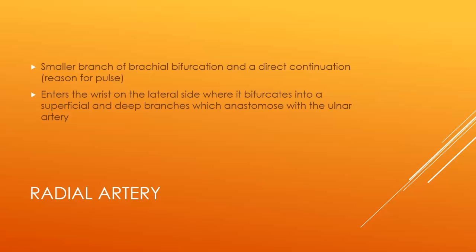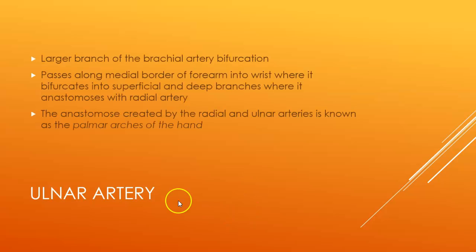So it is the smaller branch of the brachial bifurcation, and it is a direct continuation down to the wrist. So this is the reason why we use the radial artery pulse, is because there's no bend in the artery as it moves distal to the wrist. It is a straight line down all the way to the wrist. The radial artery enters the wrist on the lateral side, where it bifurcates into a superficial and deep branch, which then anastomoses with the ulnar artery.